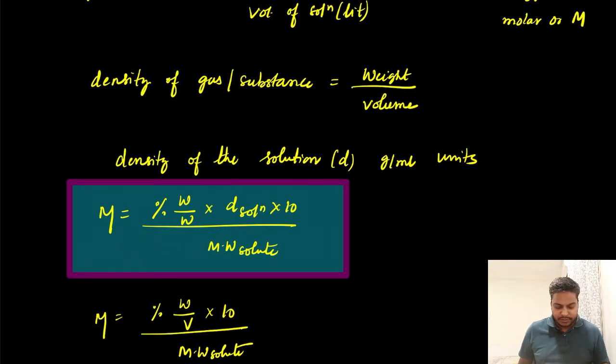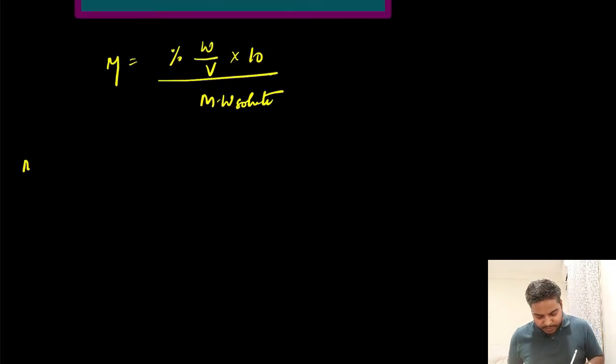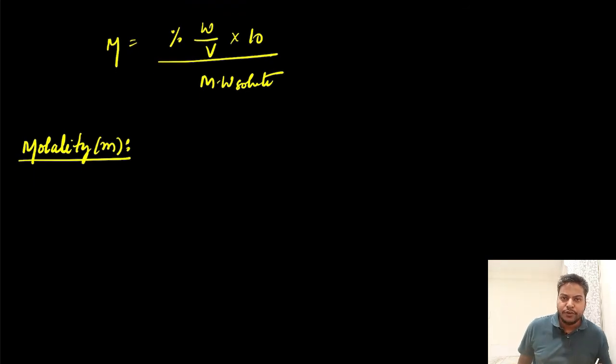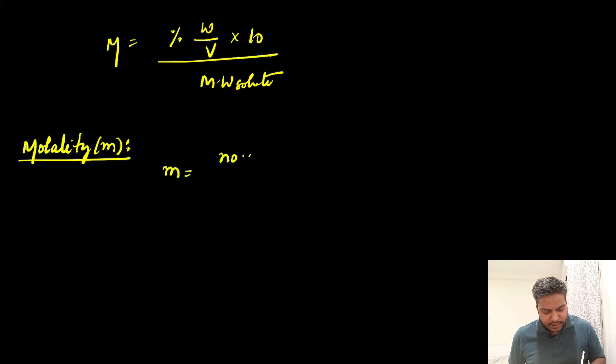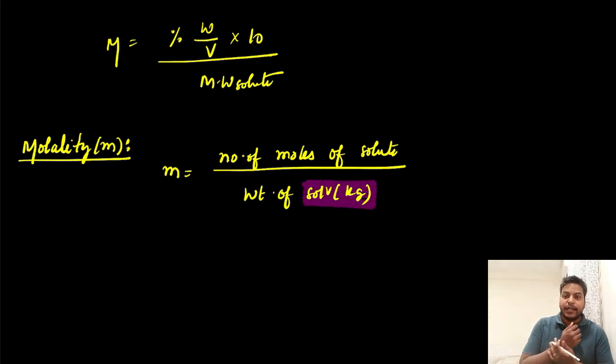And now we learned what is molarity term. And other than molarity, we have one more important term, molality, which is written as small m. If you look at the molality part here, molality small m is defined as number of moles of solute divided by the weight of solvent in kgs. Here it has to be taken care because it is not solution anymore, it is represented in terms of solvent weight.